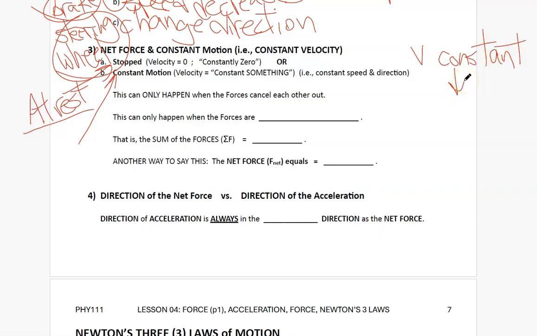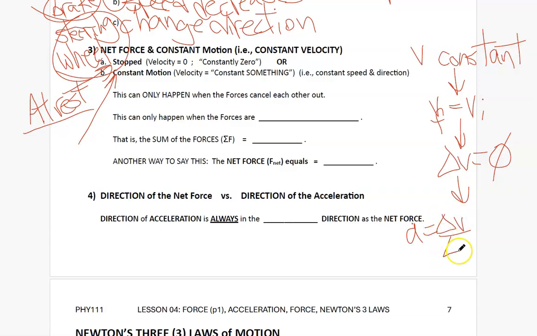Constant velocity means the initial velocity and the final velocity are the same velocity. And that means the change in velocity is 0. Well, remember, acceleration is the change in velocity over the change in time. If the change in velocity is 0, then the acceleration is 0. And what we'll learn later in this unit is that acceleration and net force are tightly related. And if acceleration is 0, the net force is also 0.